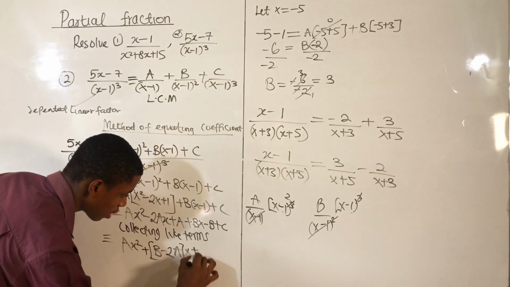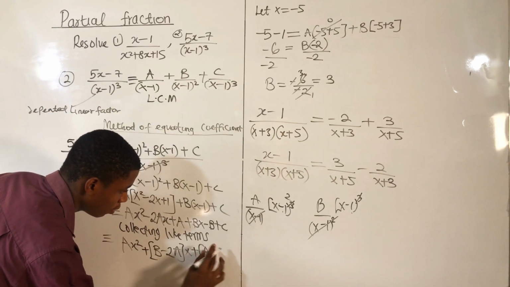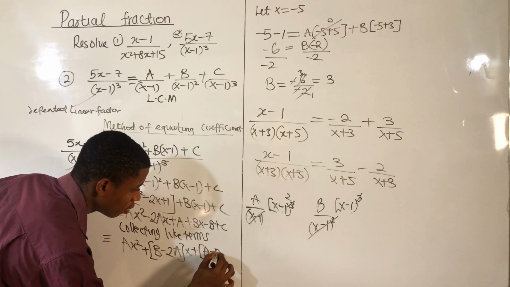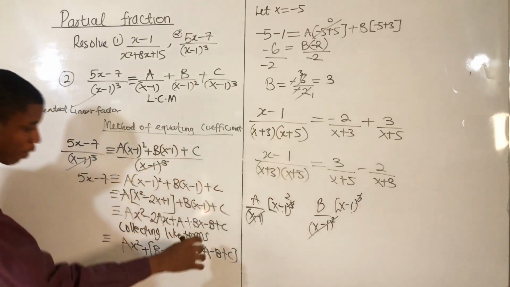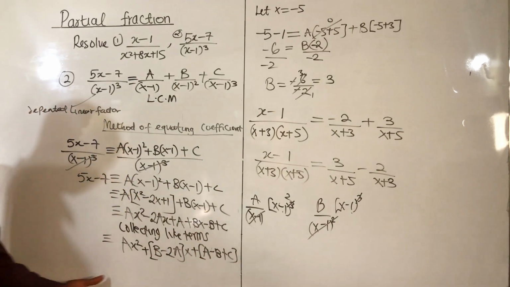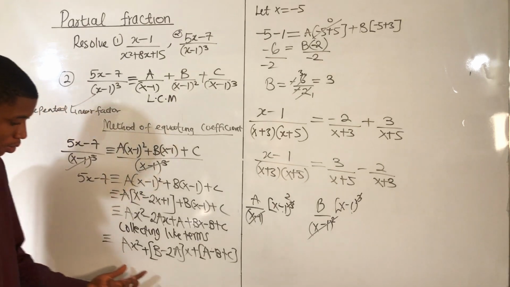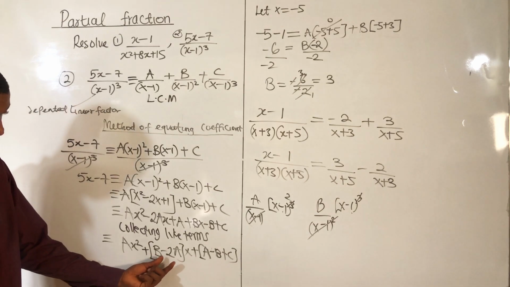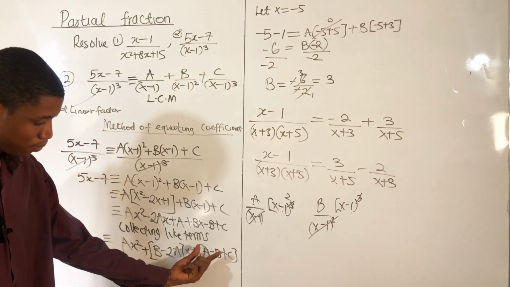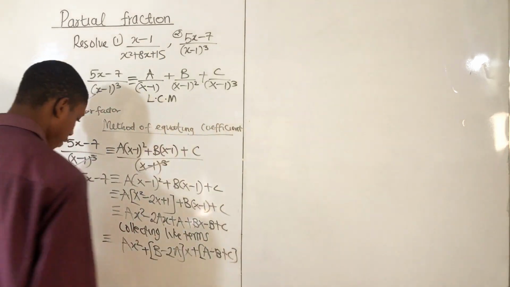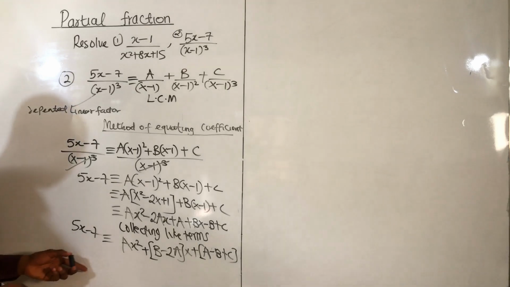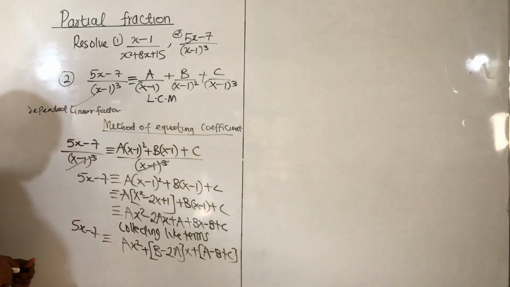Then the next term we have constants, grouping them, we have a negative b plus c, right? So we have grouped those constants together. So that was the concept. We collected like terms: ax squared plus (b - 2a) all in x plus (a - b + c). Comparing it with what we have earlier, which is 5x - 7, we're going to equate the coefficients of both sides because that's what the method is, equating.